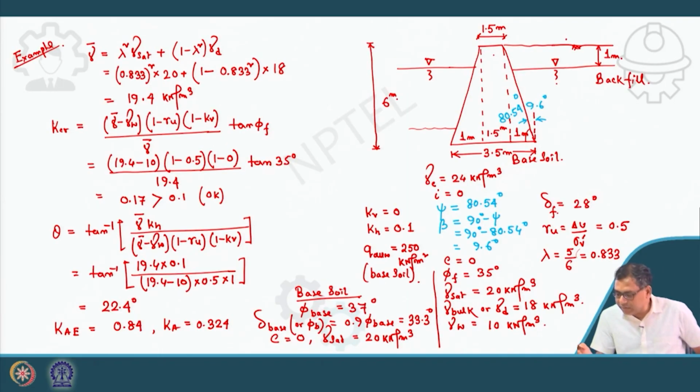Let me again draw all the forces, because here we are assuming a free pore water condition. We are assuming it is a free pore water condition. So that is why we will consider the PDW on both sides.